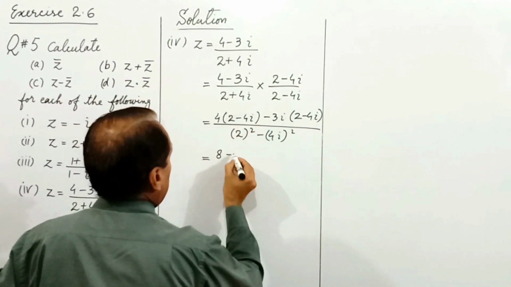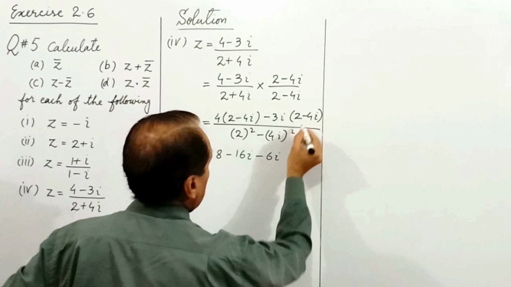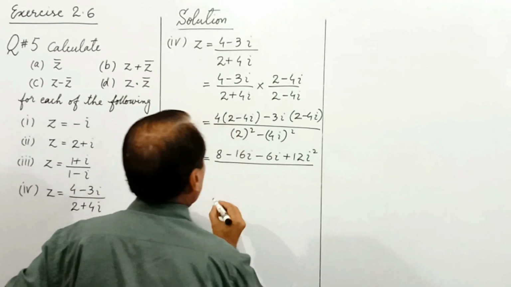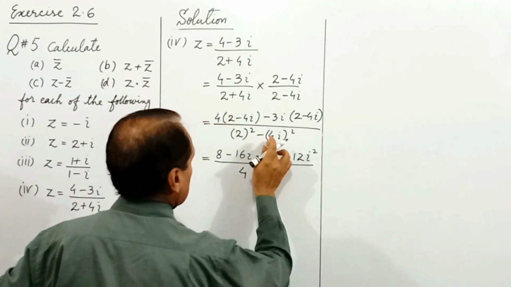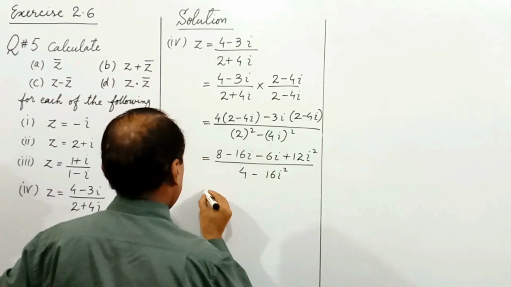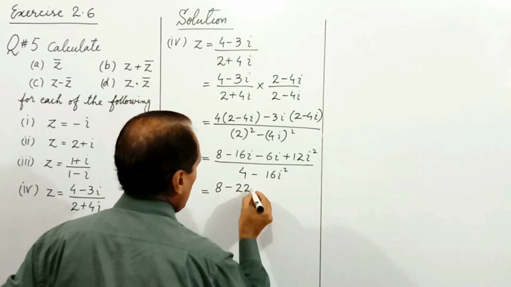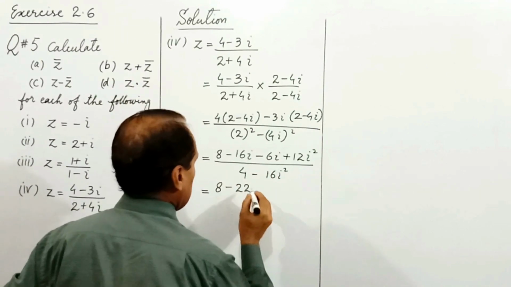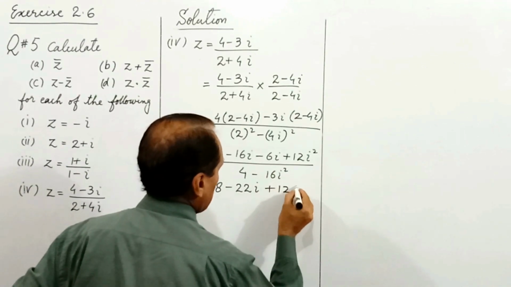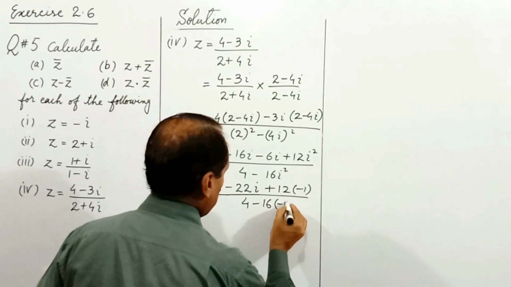4 2s are 8, minus 4 4s are 16 iota, minus 3 2s are minus 6 iota, minus times minus 3 4s are 12 iota square. We'll divide it by 2 square, which is equal to 4, minus 4 square, which is equal to 16 iota square. 8 minus 16 iota minus 6 iota becomes minus 22 iota, as like terms having the same signs, the coefficients are added, so minus 22 iota plus 12, we put the value of iota square, that is minus 1, divided by 4 minus 16, we put the value of iota square, that is minus 1.